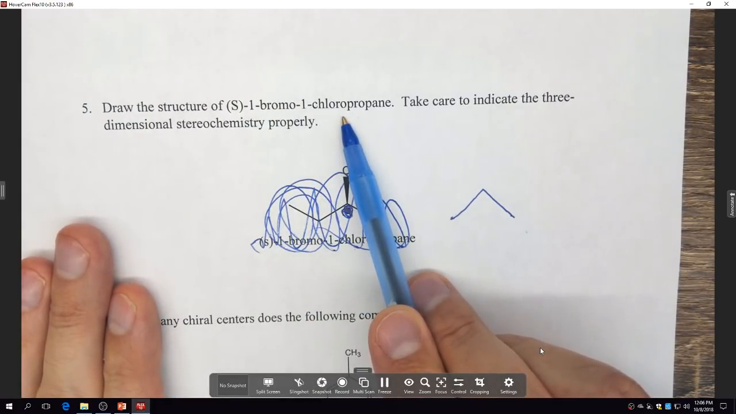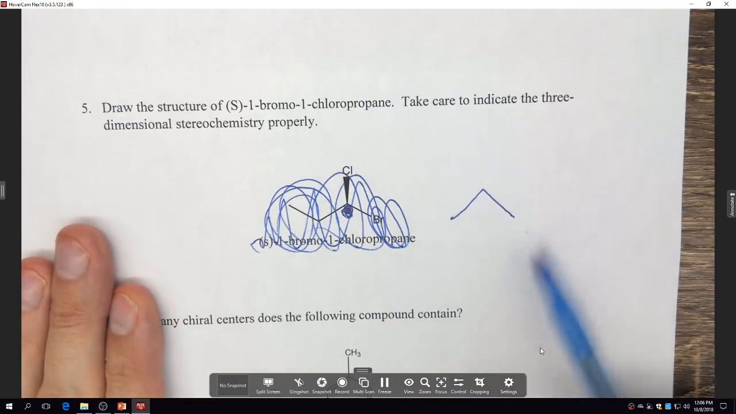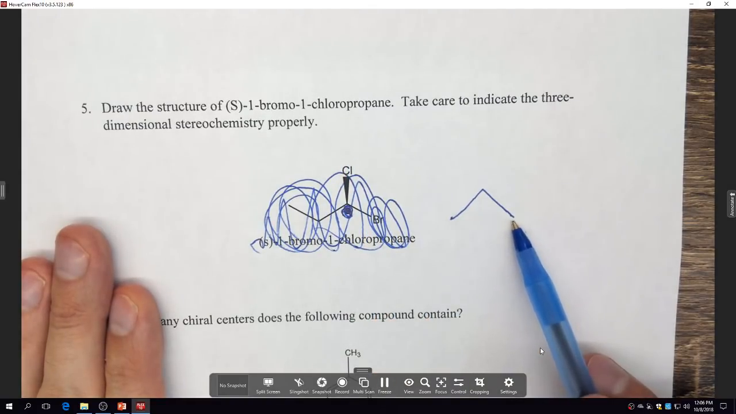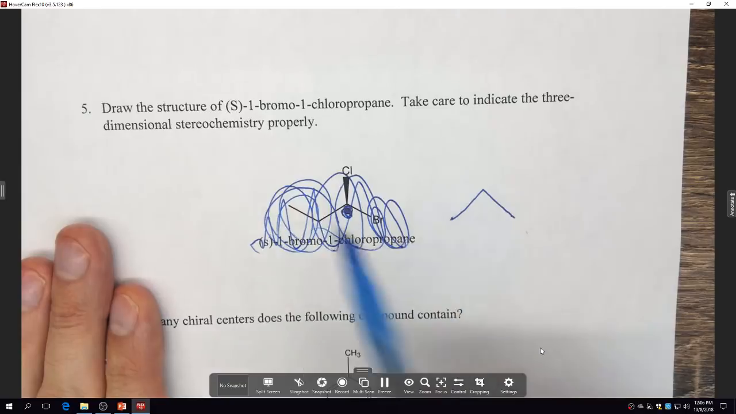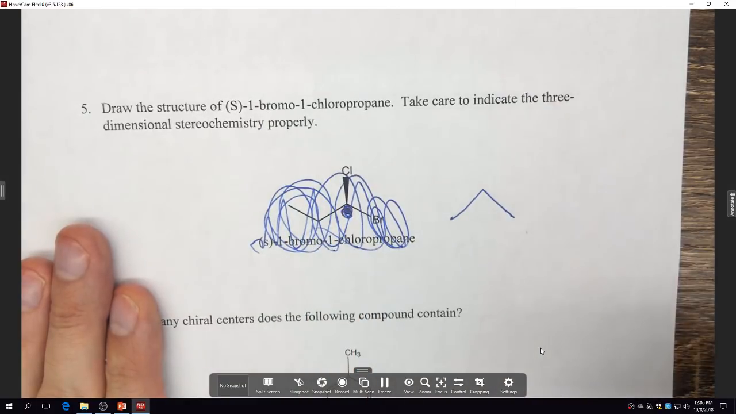A hydrogen. Right? Because there's got to be 3. This carbon has 1 bond to carbon, so it's got to have 3 other bonds. So it's got a bromo, it's got a chloro, and it's got a hydrogen.